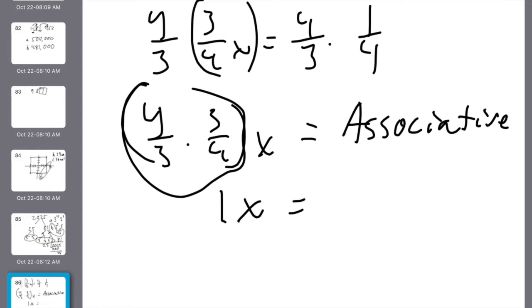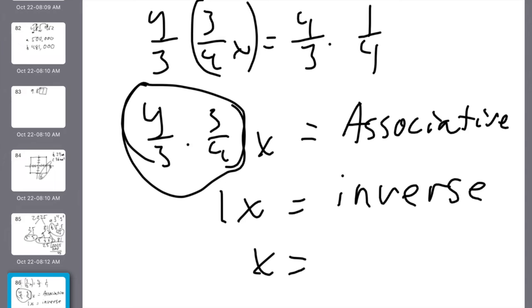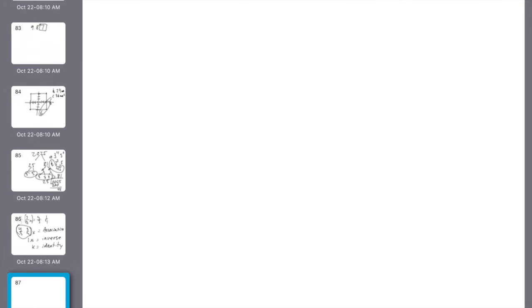Change groupings. Now you took 4/3 times 3/4 and you have 1x. A number times its reciprocal is the inverse. Remember, when it equals 1, it's the inverse. The next one, I multiply by 1, that's identity. So keep practicing those. Equals 1, inverse. Times 1, identity. Then they did the math.